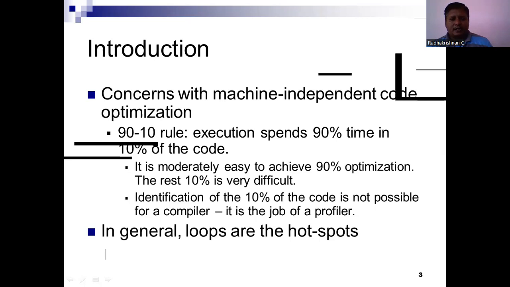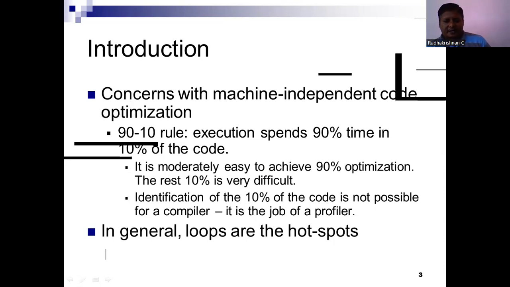The 90-10 rule says execution spends 90% of its time in 10% of the code. The 90-10 rule will be the focus of optimization. The 90% is based on time, and the 10% is concentrated on code. The 90% is moderately easy to achieve for optimization, and the remaining 10% is somewhat difficult. We need to rectify that difficulty into an achievable form.